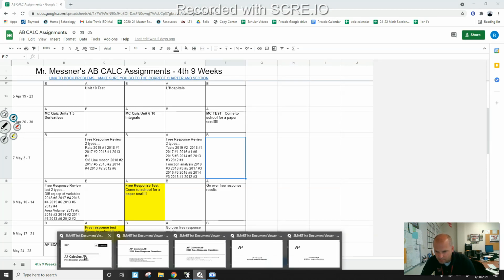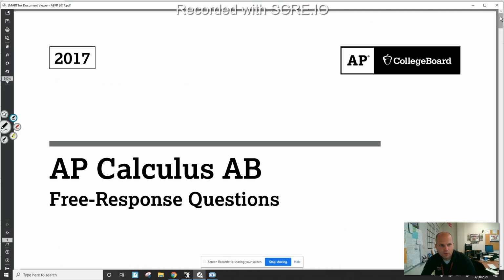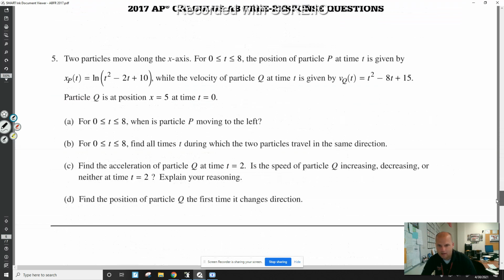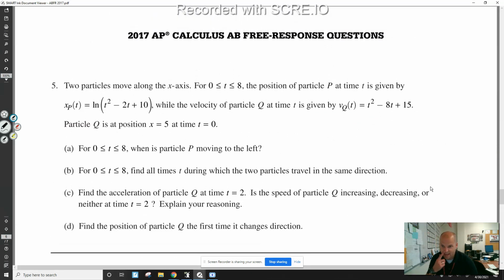2017 number 5. Number 5 means it is a no calculator question, so we got to do all this by hand. Okay, we got two particles. A P particle with a position like that, and a Q particle with a velocity of that. Particle Q is at position 5 at time t equals 0. I give that because we need it.